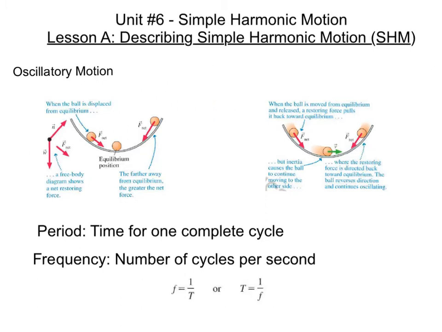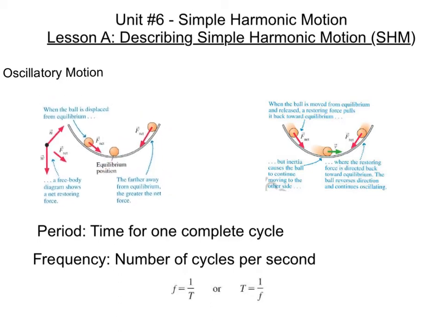All oscillatory motions are periodic, which means that they repeat over a specific period. A period is the amount of time for one complete cycle of that oscillatory motion. So consider a marble rolling back and forth in the bottom of a curved bowl, right? If you just put the marble in the bowl and allow it to come to rest, it's going to come to rest at an equilibrium position.